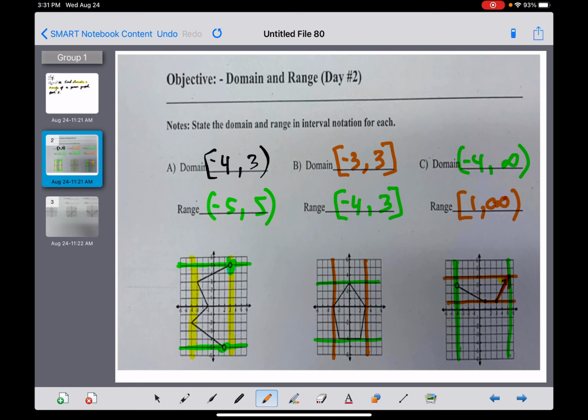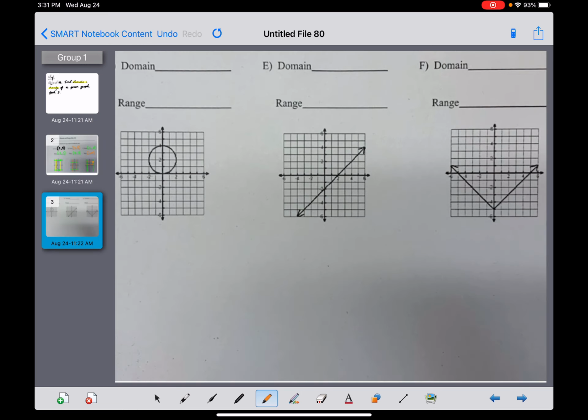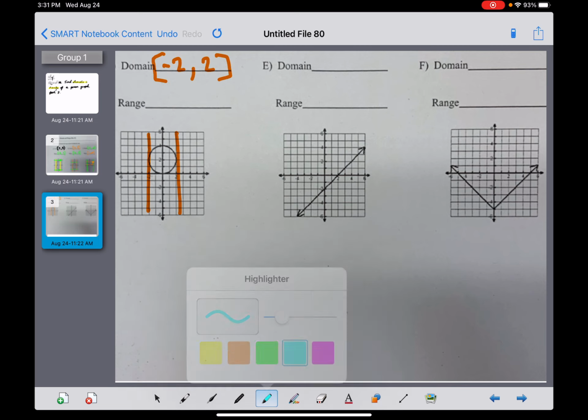Okay, let's move on to the next one. Domain, this is left and this is right. So the furthest left is -2, and the furthest to the right is 2. Since we don't see an open or closed dot, we assume it's closed, and that's your answer. For the range, it's top and bottom. Right here it starts at 0 and ends at what? 4, right? And again, we don't see if it's closed or open, so we assume it's closed.